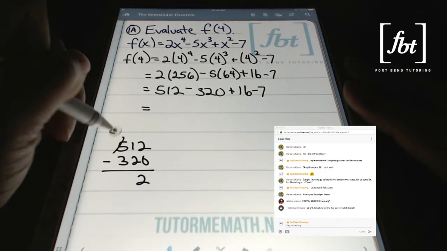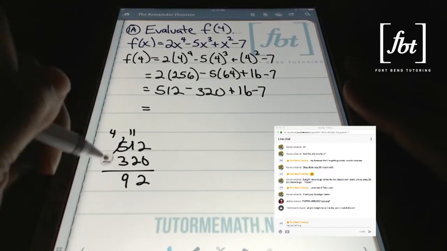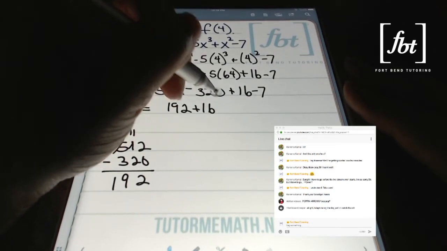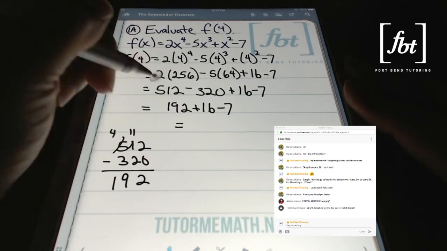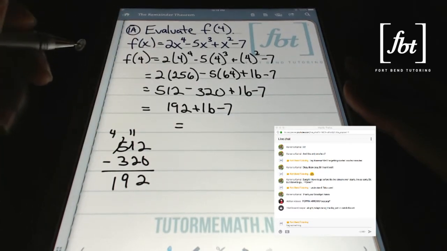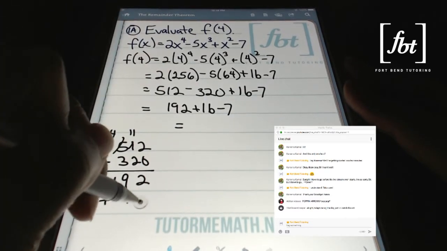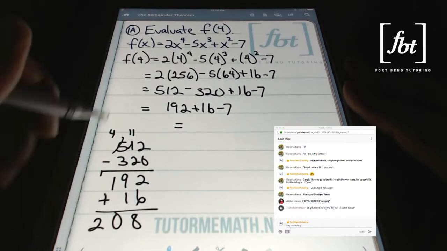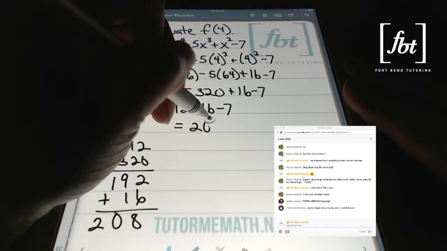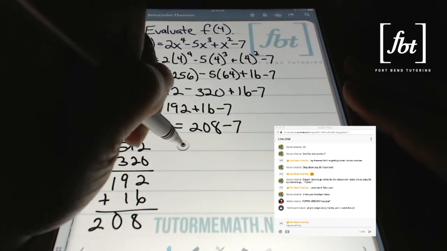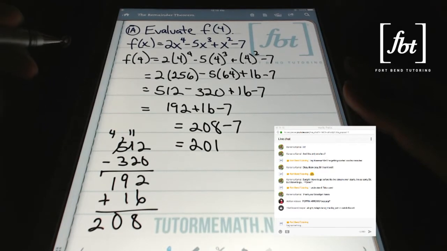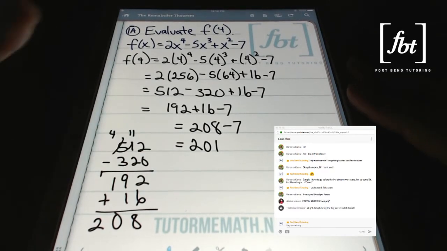So I'm going to subtract this, guys. Hopefully everything will be in order. We have 192, plus 16 minus 7. Let's continue here with the addition and subtraction. We'll be adding the 16 here, right? Okay, there we go. We'll end up with 208 minus 7 to give us a result of 201 as our answer. And this is the way you would normally evaluate a function when given a problem such as this.